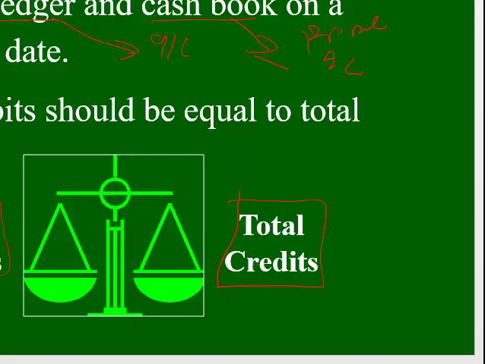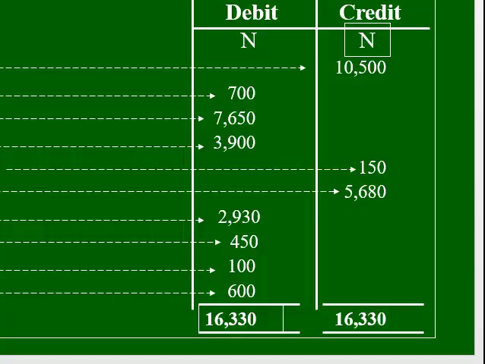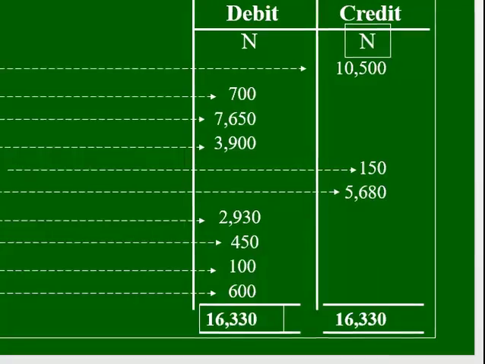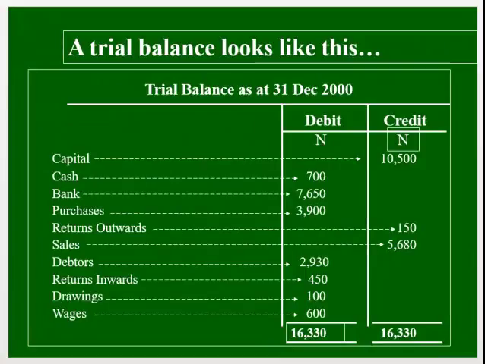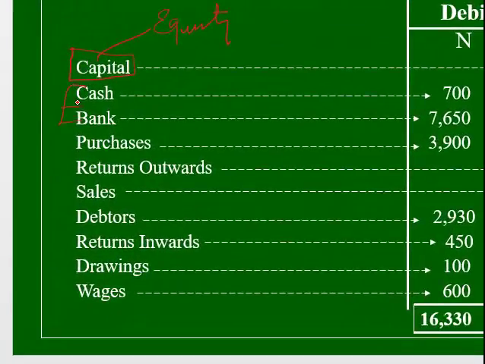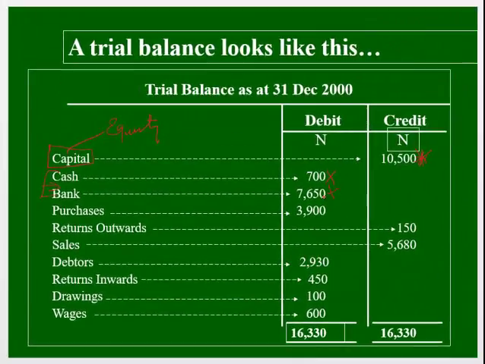Now let's quickly look at a sample of this trial balance. How does it look like? This is what we mean when we talk about trial balance. We are looking at the summary from the ledger. For example, we have the capital account. Remember, capital is the equity ownership or the owner's contribution. It has a credit balance. That is why it's on the credit side of the trial balance. Your cash and bank, which we discussed in our previous lecture number 3, are assets and they have debit balances. That is why they are on this side of the account.